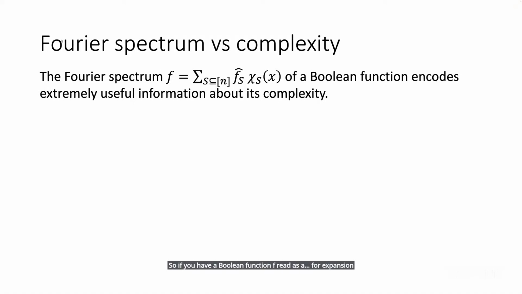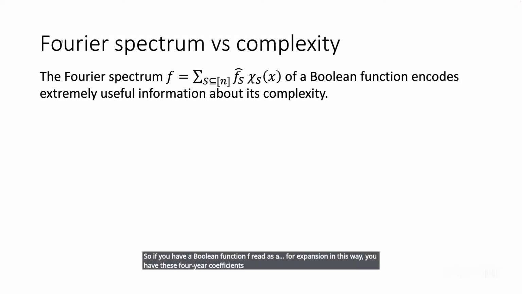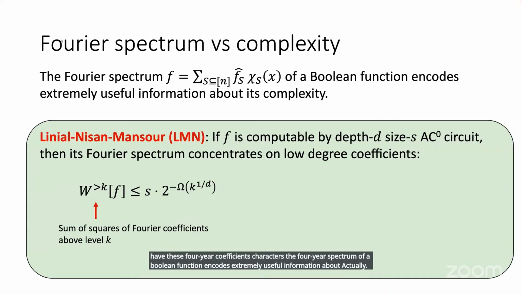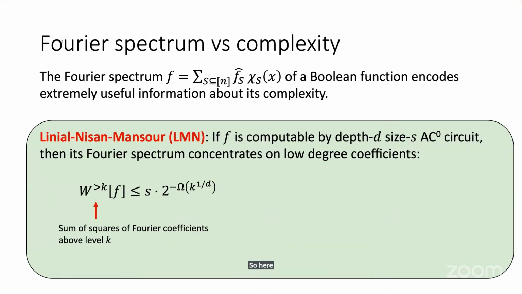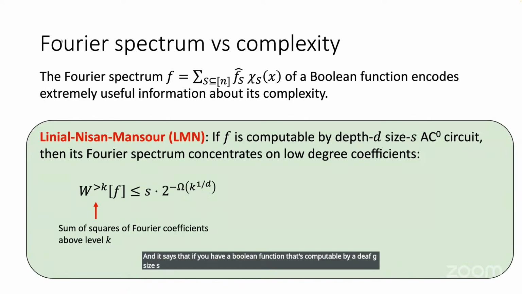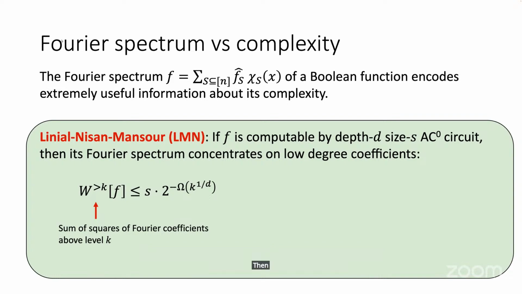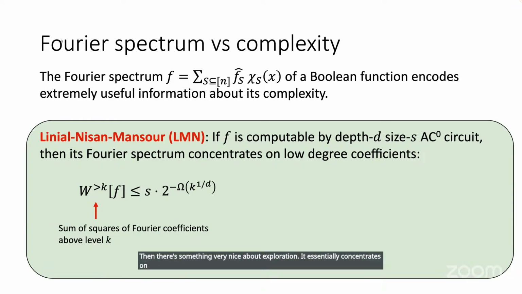You have these Fourier coefficients, you have these characters. The Fourier spectrum of a Boolean function encodes extremely useful information about complexity. Here's one of the really nice theorems from the early 90s by Linial, Mansour, Nisan. It says that if you have a Boolean function that's computable by a depth D, size S classical AC0 circuit, then there's something very nice about its Fourier spectrum. It essentially concentrates on all the low degree coefficients.